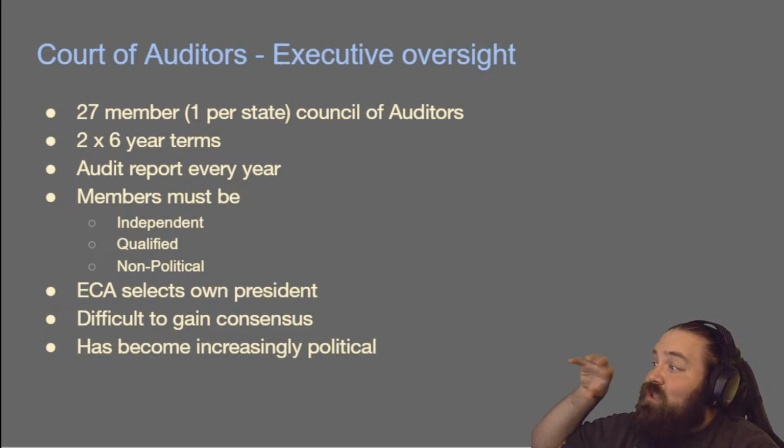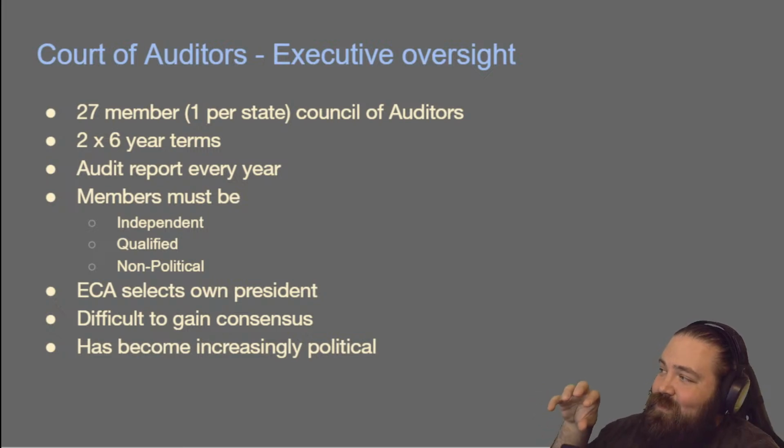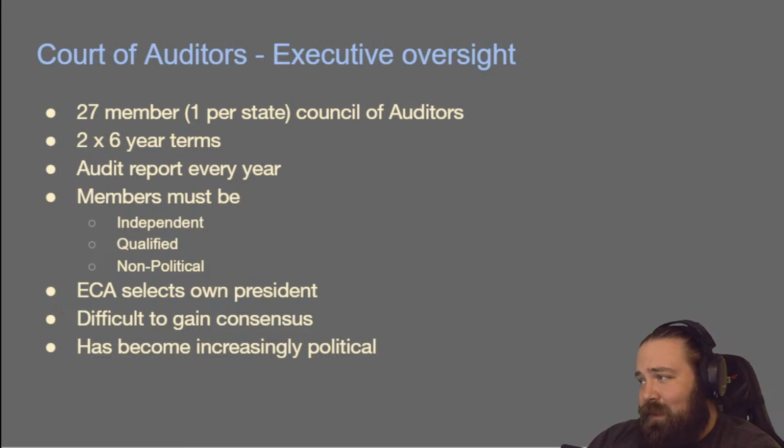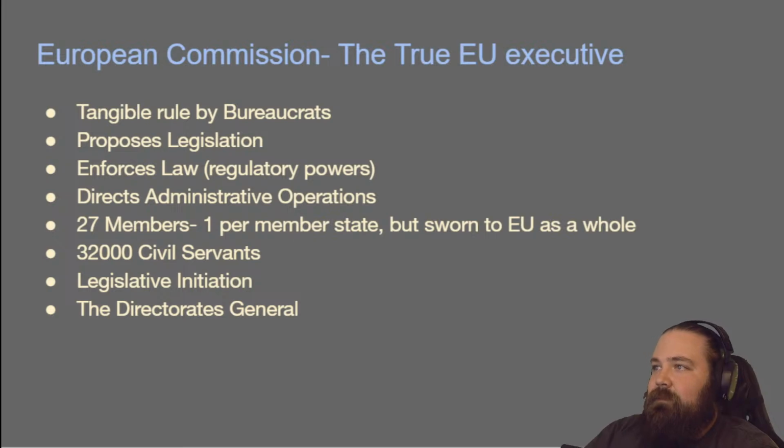So that's right. You have kind of the agenda setting portion of the executive. You have an oversight portion of the executive, but then you actually have what I'm going to say is probably the most important political body within the European Union, and it really functions as the true executive branch within the European Union. And that's the European Commission. The European Commission is the bureaucracy, right? It is the bureaucracy that is putting law into practice, right? It has regulatory power. It is in a very tangible way ruled by bureaucrats, right?